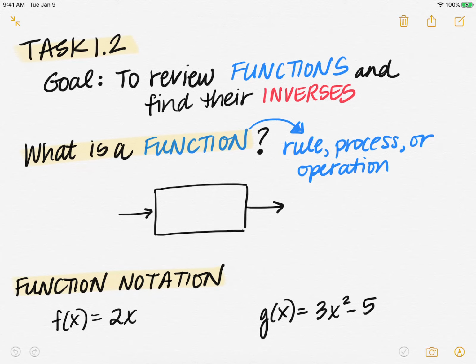Hey Math 3, I wanted to make you a quick video going over some notes that will help you after task 1.2 and heading into task 1.3. I wanted to just review some functions for you guys and their inverses.